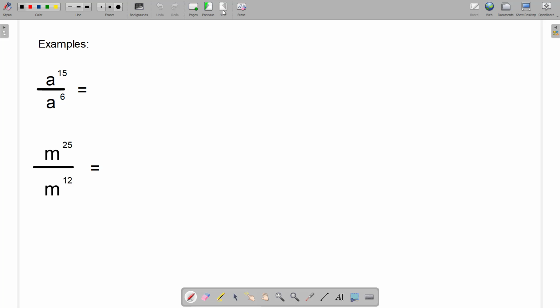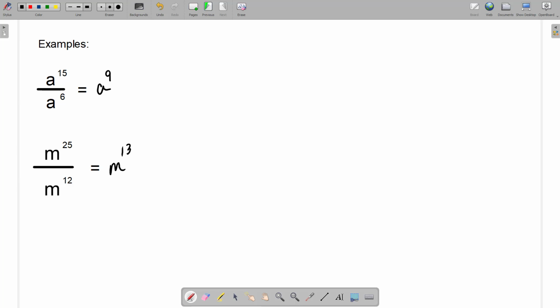Let's look at some examples. A to the 15th over a to the 6th. If we subtract 15 minus 6, we get 9. So a to the 15th over a to the 6th is a to the 9th. M to the 25th over m to the 12th. M is our base. 25 minus 12 gives us 13.